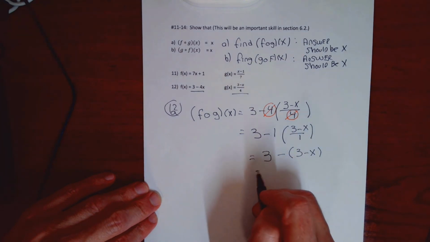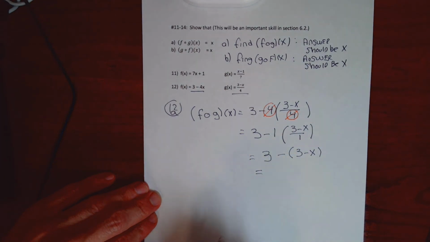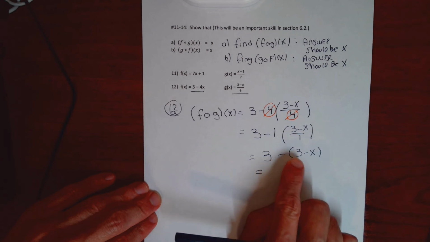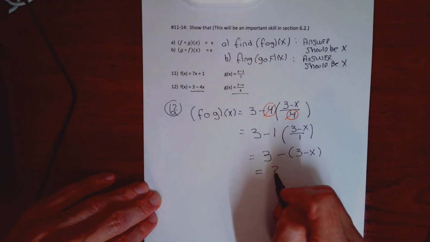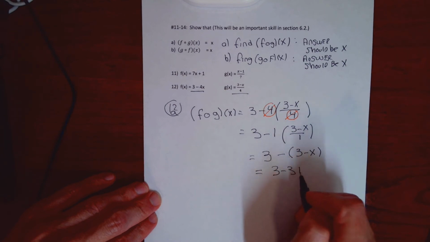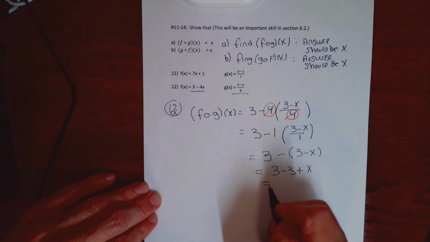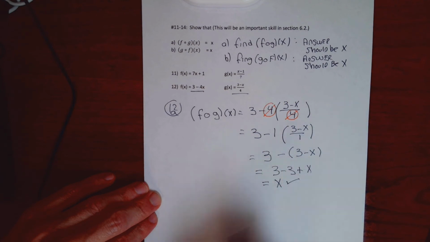x. And now I'm going to clear the parentheses. The minus sign is going to make that 3 flip to negative. It's going to make that x flip to positive. This is going to be 3 minus 3 plus x. The 3's cancel. And I got just x. That's what the answer should be, so I know I didn't make a mistake.